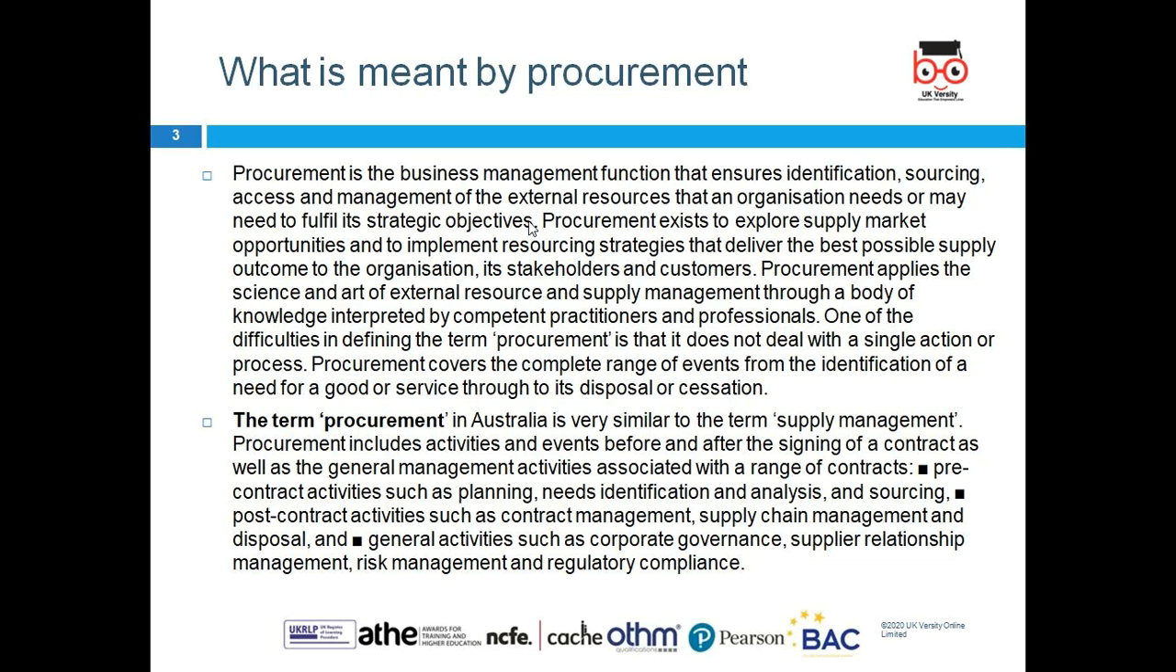So procurement exists to explore supply market opportunities and implement the resourcing strategies that deliver the best possible supply outcome to the organization's stakeholders, and procurement applies both science and art. We need to look around and have good negotiation skills with the various stakeholders and suppliers as well. We need to acquire the things and deliver at the right time with the right price. That's why we discussed just in time in one of the other modules as well. It is a body of knowledge interpreted by the competent practitioner and the professional.